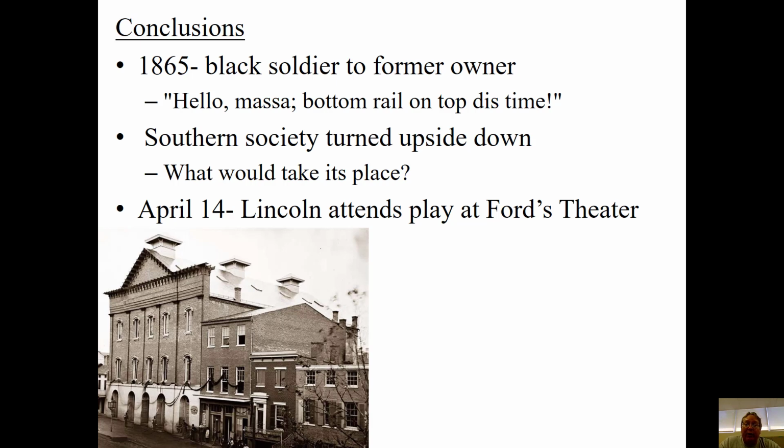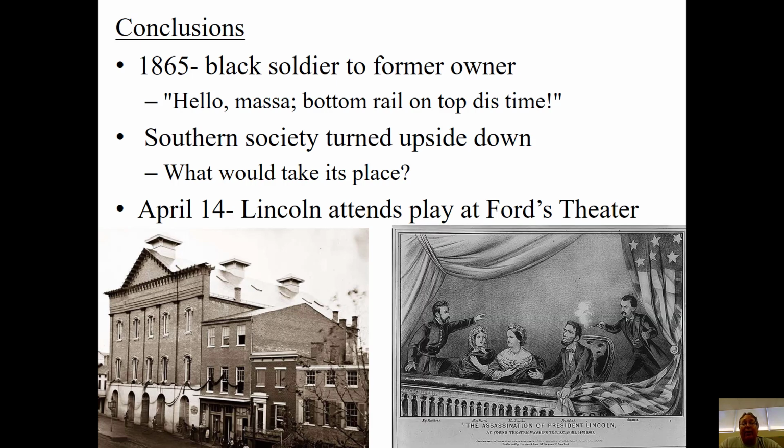But before that question could be answered, Lincoln is assassinated. He goes on April 14th to Ford's Theater. He's assassinated by John Wilkes Booth in his presidential box as he's watching the play. Booth escapes, and the nation is in mourning, right? What's going to happen next? Who's going to take over this momentous decision of what happens to the country now, right?